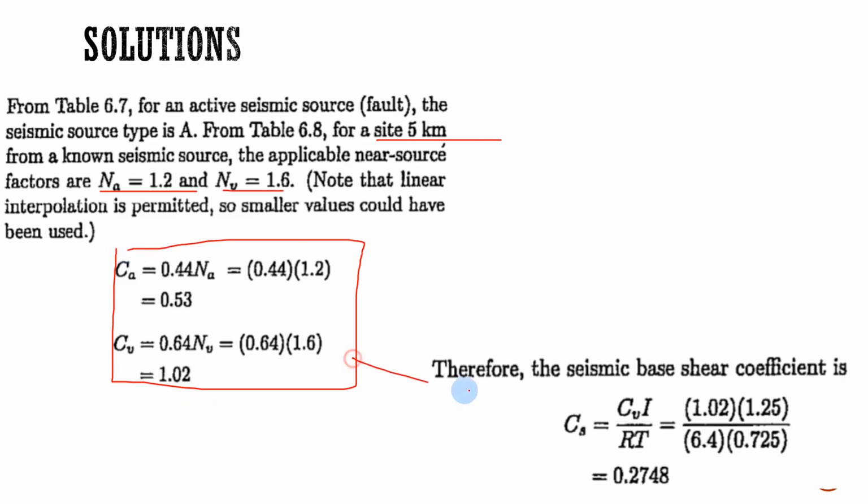So now, we will substitute all the values you have gotten from the tables and solutions. So CV is 1.02, I is 1.25, R is 6.4, then T is 0.725. So we have this value for CS, the seismic base shear coefficient. Okay, so that is the answer for letter A.